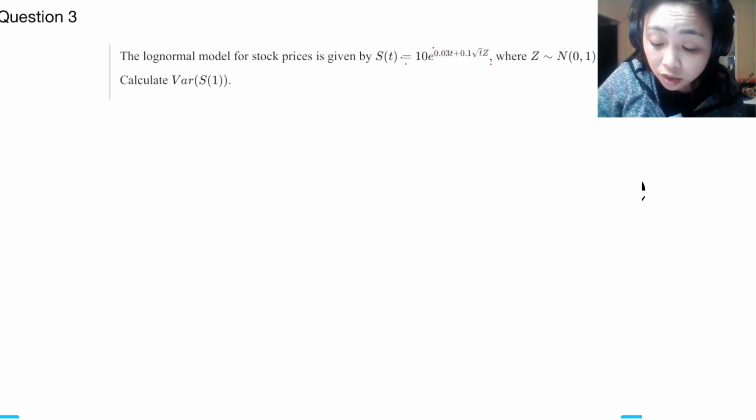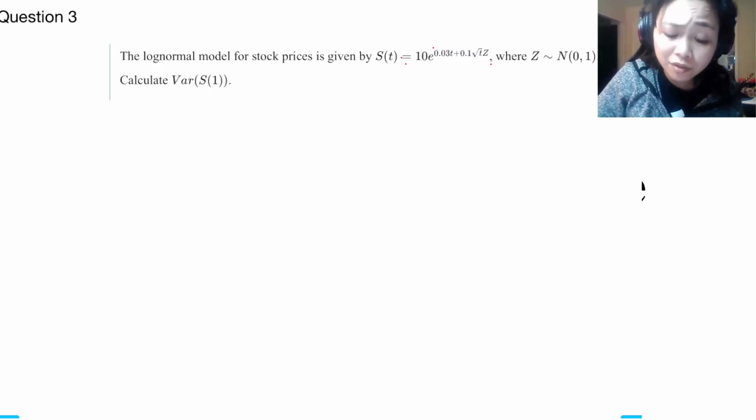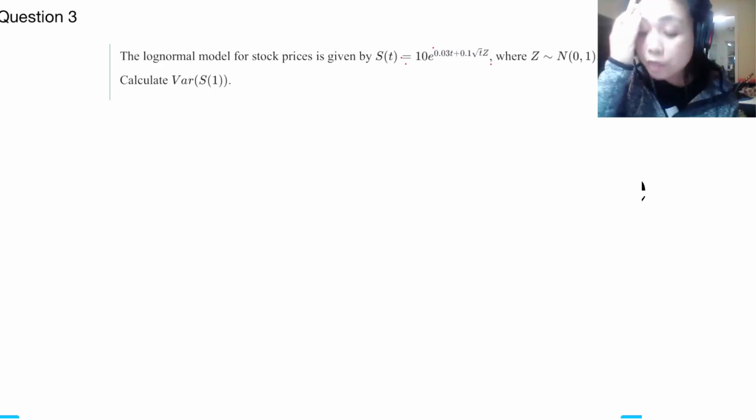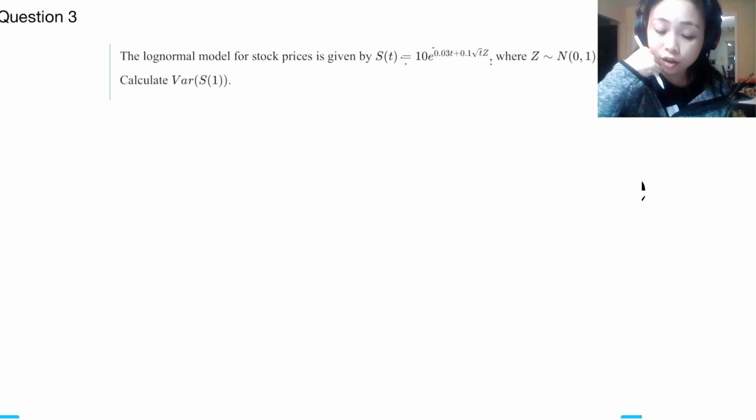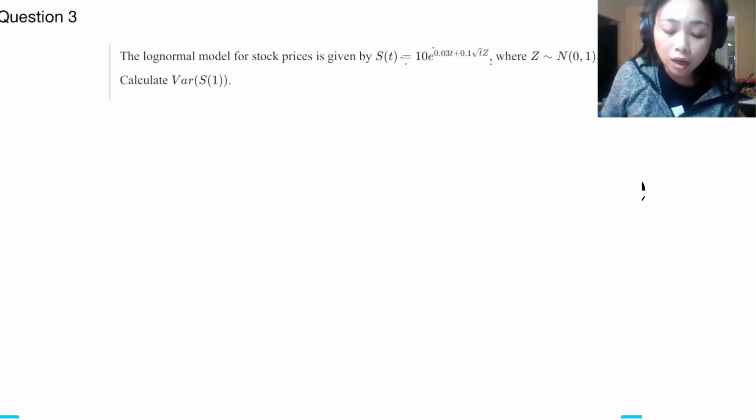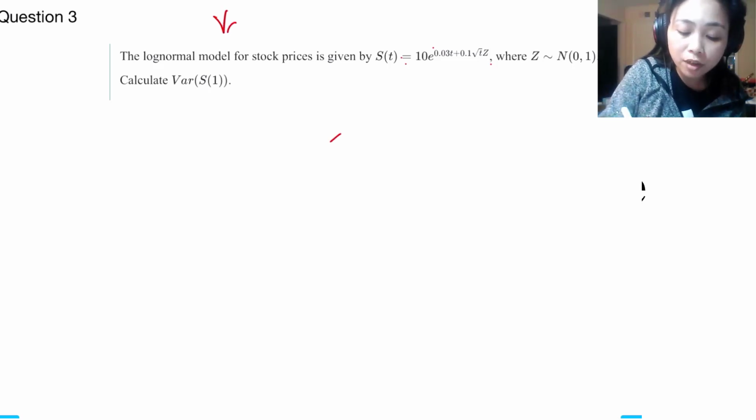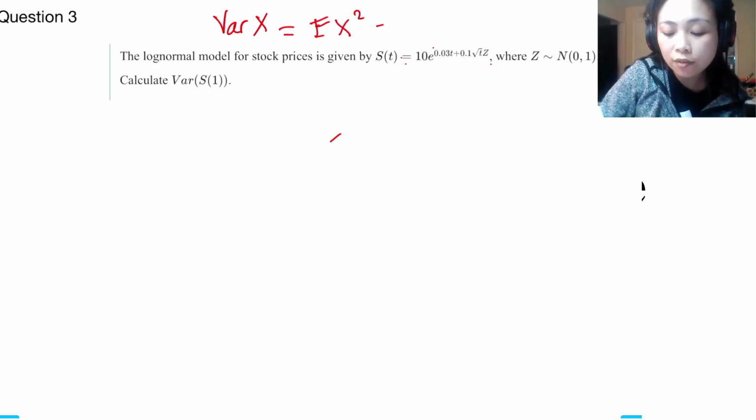So for this problem, we have to recall a bunch of old knowledge from different courses like statistics, probability, and also finance. In order to find variance, remember that the variance of a random variable x is equal to the expected value of x squared minus the expected value of x whole square. See that? So we are going to use this formula to find the variance of S sub 1. But in order to find E of x squared and E of x, we have to use the k moment formulas because we are working on log normal distribution.